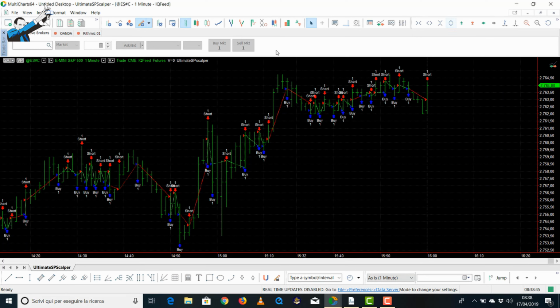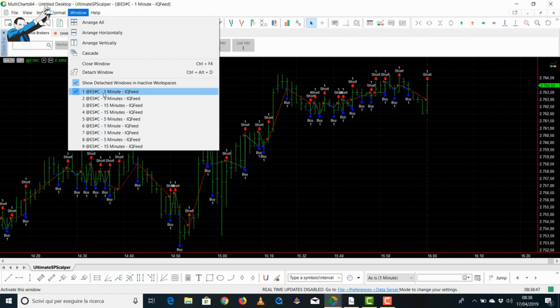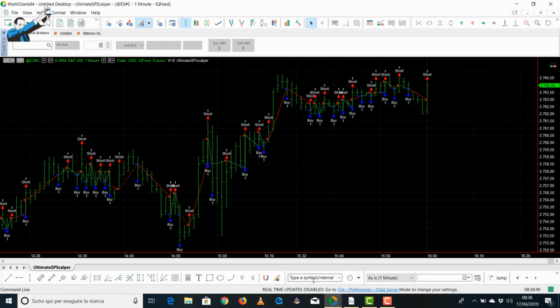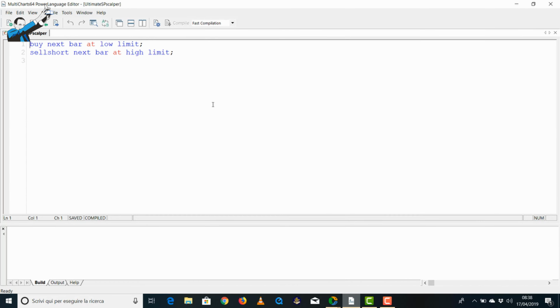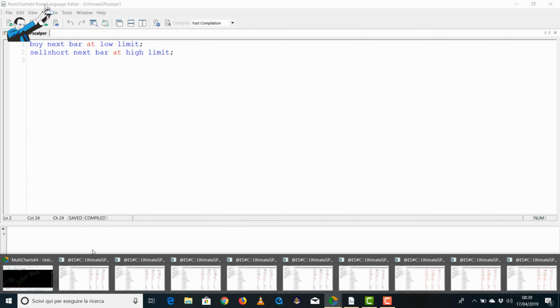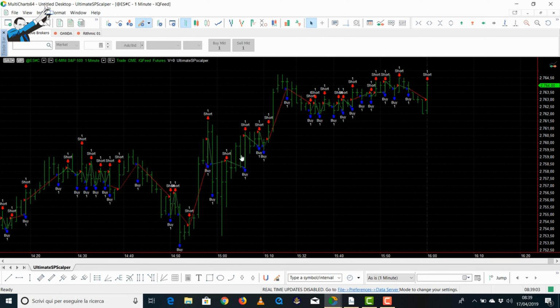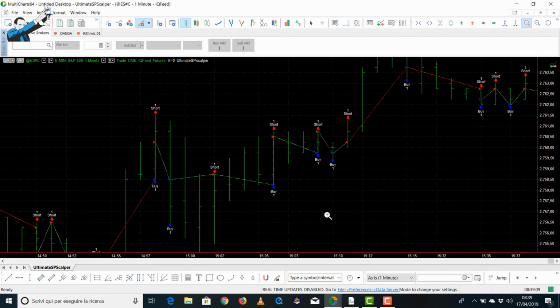one of the objections was that we are actually looking into the future, so that low and high, we don't know what low and high are for the next bar. This is not the solution, of course, because in reality we are not looking into the future at all. Multi-charts does not allow this kind of tricks.